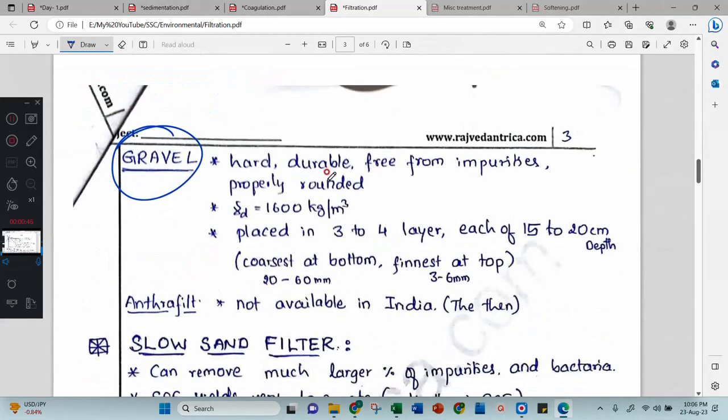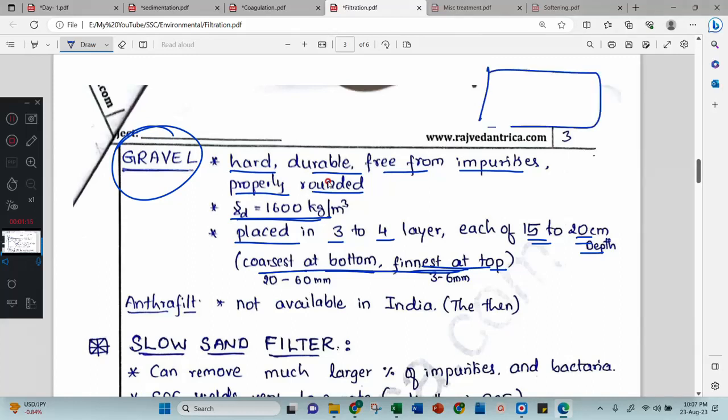Okay. Next, gravel also we are using, that is hard, durable, free from impurities, properly rounded gravel. The dry density must be 1600 kg per meter cube, placed in 3 to 4 layers, each layer of 15 to 20 centimeter depth that we have to maintain. Coarsest at the bottom and finest at the top we are going to use. Now look here, always in the filter media, the bottom material will be coarser and the top material will be smaller. Why is this?